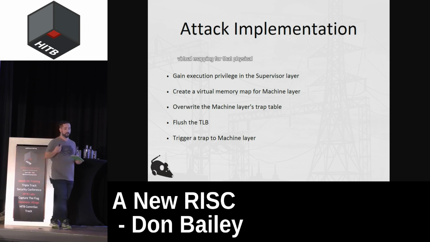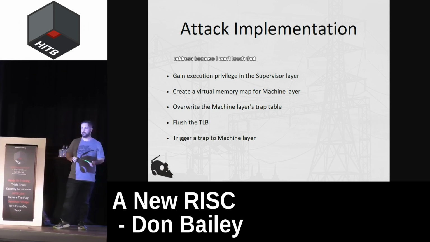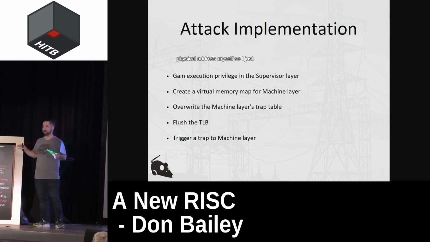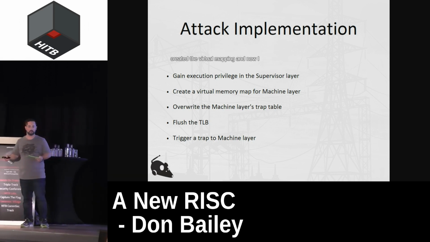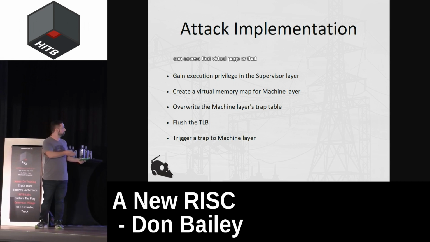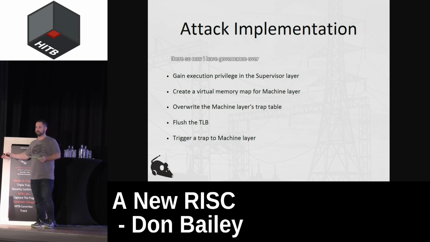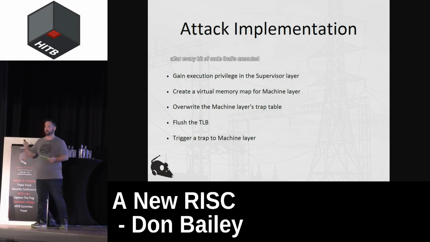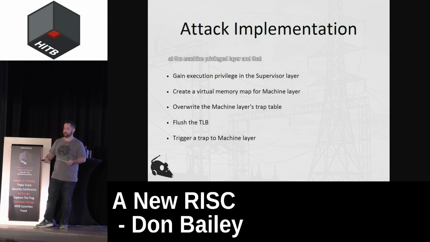So all I have to do is set up that virtual mapping for that physical address, because I can't touch that physical address myself. So I just create the virtual mapping, and now I can access that virtual page, or that physical page, and I just alter the code there. So now I have governance over every single piece of code executed in the machine layer. I may not be able to touch those registers directly, but I can alter every bit of code that's executed at the machine privilege layer. And that essentially allows me to break out of the supervisor layer and into the machine layer.